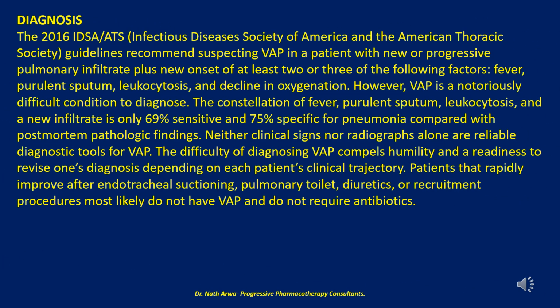We will now progress to the diagnosis of ventilator-associated pneumonia. The 2016 IDSA/ATS, Infectious Diseases Society of America and the American Thoracic Society, guidelines recommend suspecting ventilator-associated pneumonia in a patient with new or progressive pulmonary infiltrate plus new onset of at least 2 of 3 of the following factors: fever, purulent sputum, leukocytosis, and decline in oxygenation.